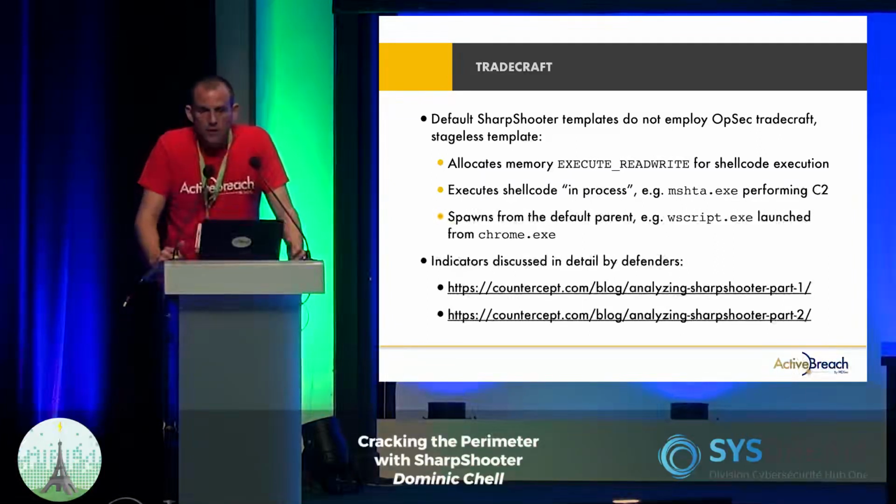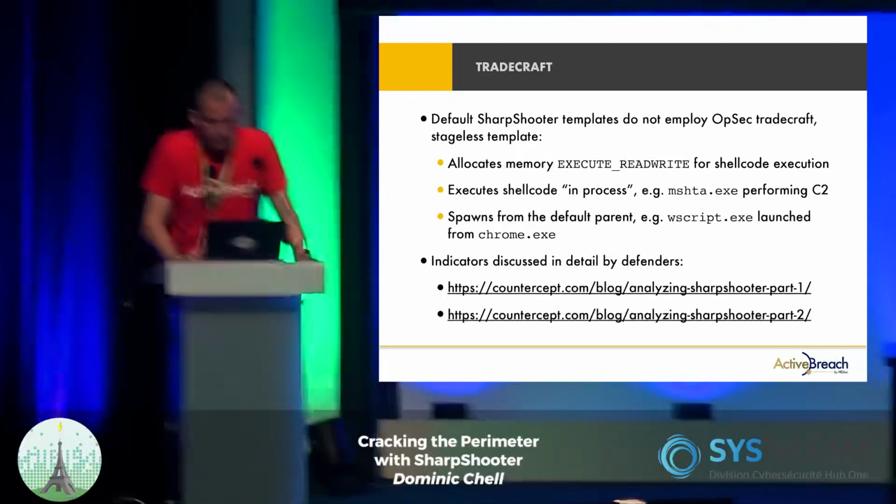And then it doesn't really do any kind of manipulation of process spawn chains. So what you will have is it will just end up with a default parent. You could end up having wscript.exe running as a child process of chrome.exe. So again, this is probably an indicator that something malicious is going on.